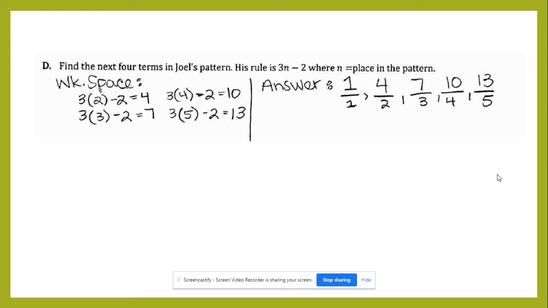The nice part about Joel's pattern is maybe there's something else that I recognize now. Looks like another way he could have shared his pattern in words is he could say, I start with the number 1, then I add 3 to get the next term. Him giving his pattern as an algebraic expression, though, allows me to know where to start since he didn't give me the first term in the very beginning.